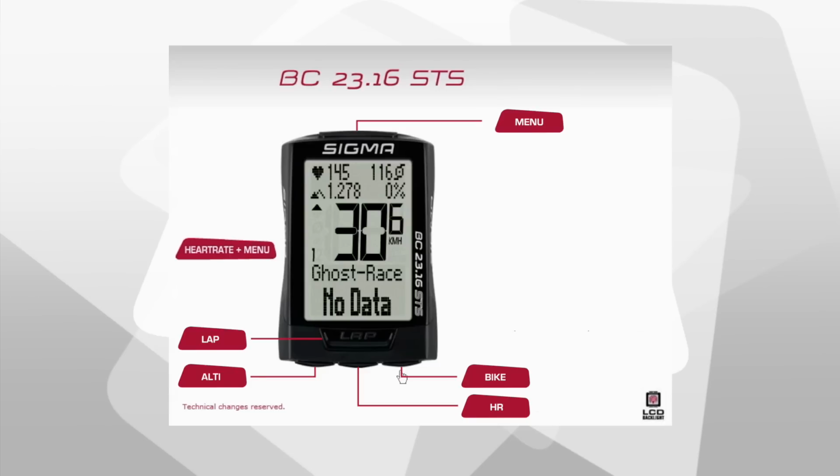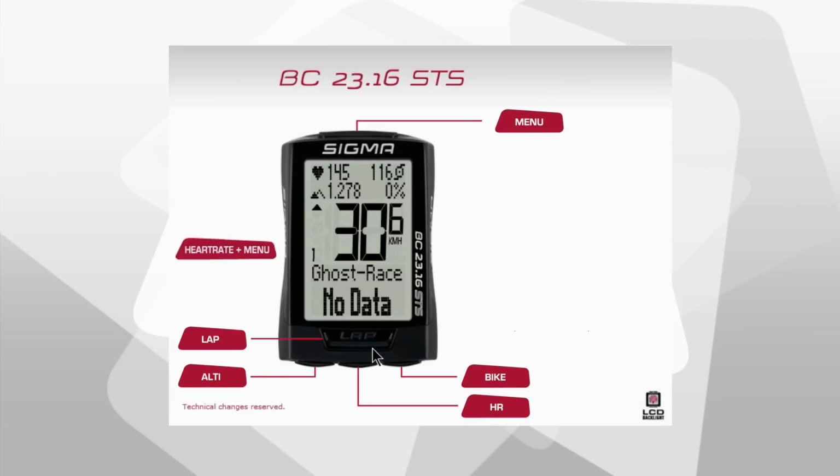virtual race. To use this function, use the Data Center or Sigma Link app to select a data record from your stored logging data, which can then be used as a virtual competitor for a ghost race. The time and distance difference between you and the ghost will be shown on the display, as well as who is currently in the lead.